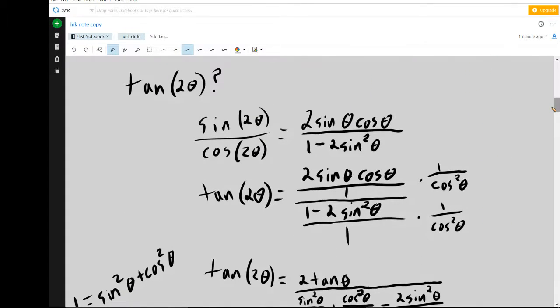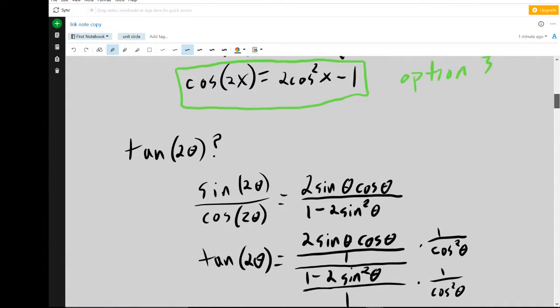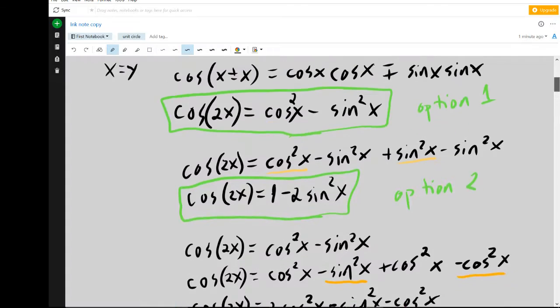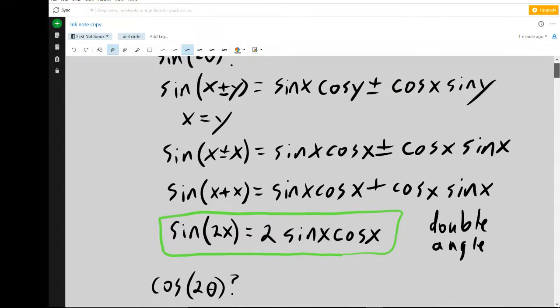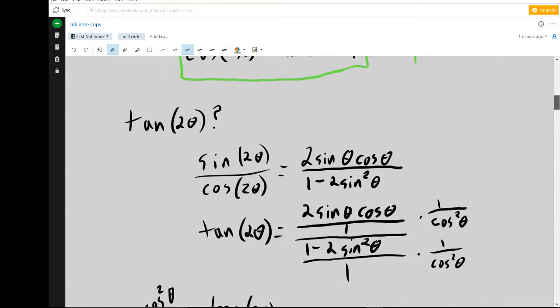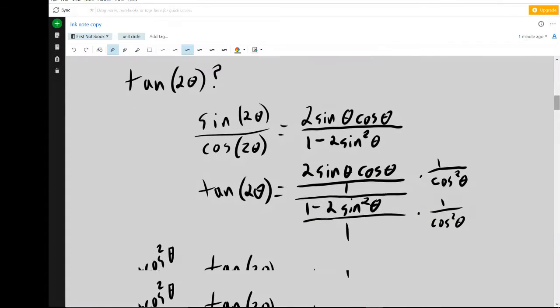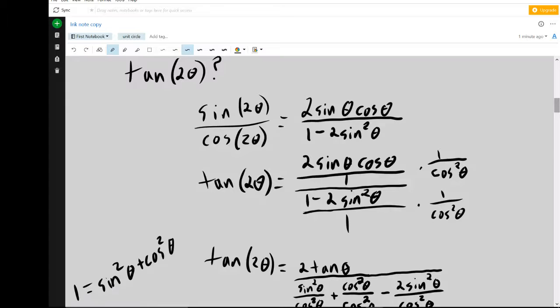Just like we've done with other tangents, we're not going to reinvent the wheel. We're just going to take what we've already found, and we're going to put sine over the cosine. So we're going to take our 2 sine theta cosine theta and put it over 1 minus 2 sine squared theta, right? That's option 2, as the denominator, and then our sine double angle for the numerator. On the left side, sine over cosine, again, that's just tangent. Now on the right side here, we're going to make this into two ratios, right? That 2 sine theta cosine theta is the same thing as 2 sine theta cosine theta over 1. And the same goes for the denominator.